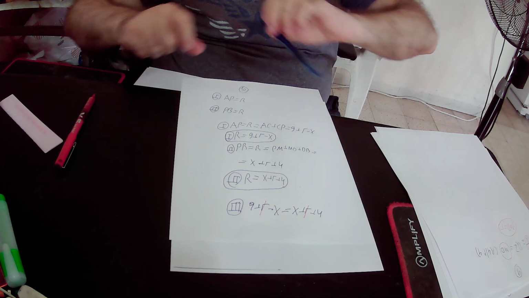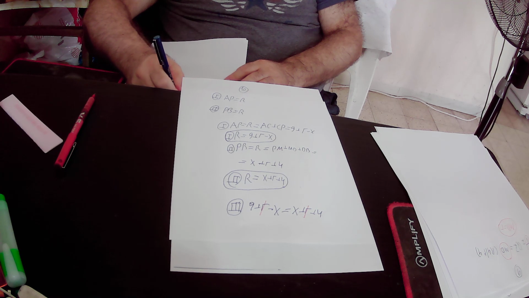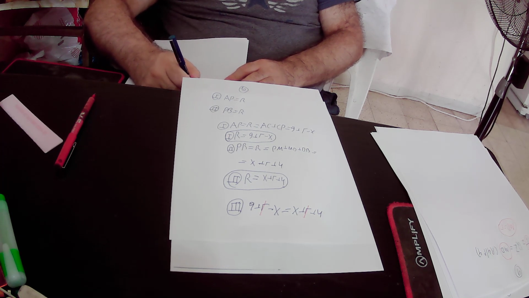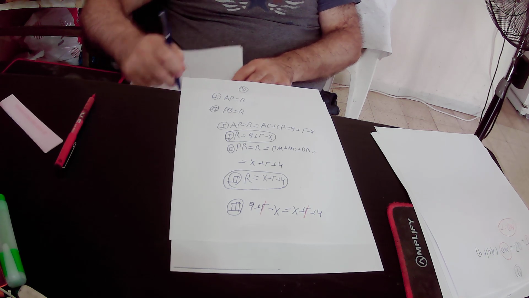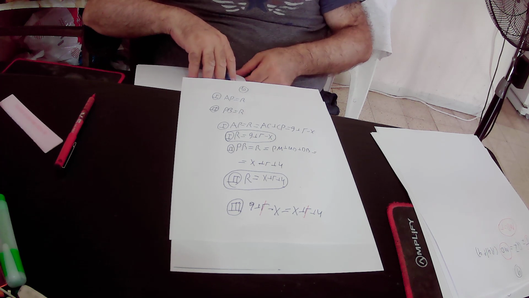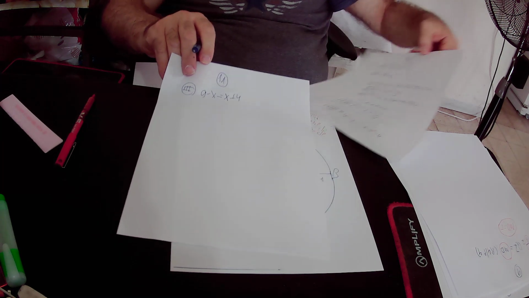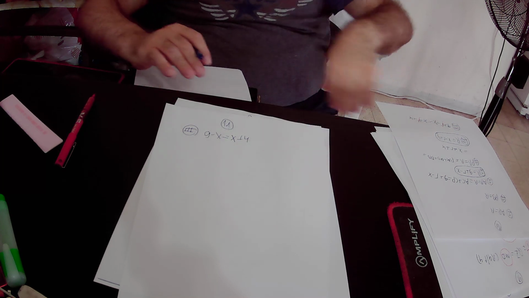So what's left after we cancel R? What is left is 9 minus x equals x plus 4. So that is what is left after we cancelled r: 9 minus x equals x plus 4.